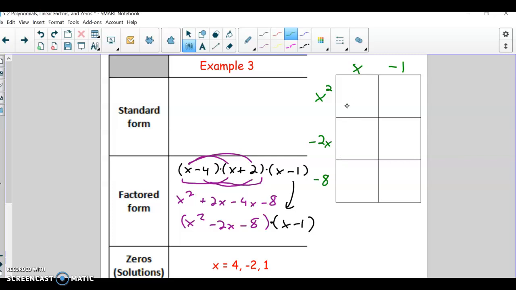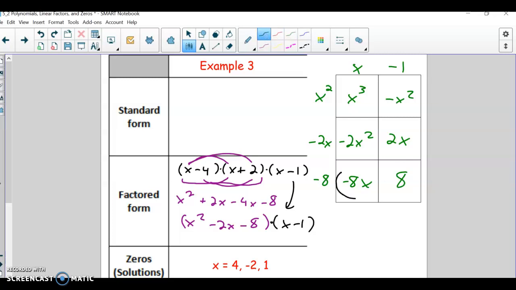All right, and then for each square, I fill them in. So x squared times x, multiply those together, negative 1 times x squared, negative 2x times x, negative 2x squared, negative 2x times negative 1, negative 8 times x, and negative 1 times negative 8. Okay, and then my answer will be combining all these like terms.